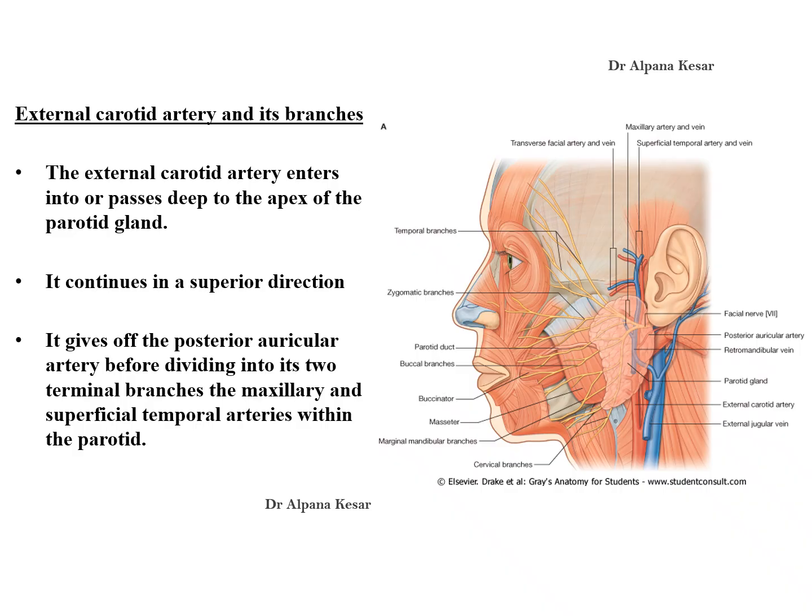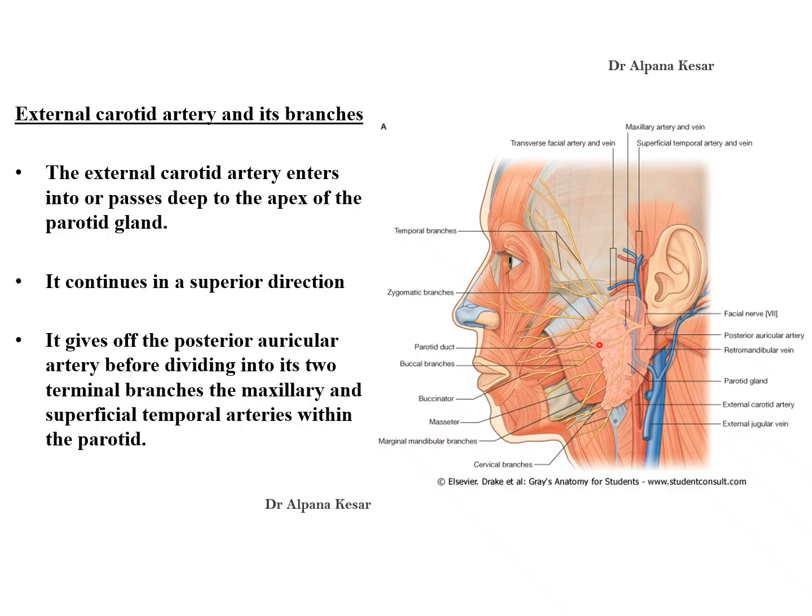The second structure traversing through the parotid gland is the external carotid artery. The external carotid artery enters the parotid gland at its apex. It then continues in the upward direction. It gives three branches within the parotid gland, and they are the posterior auricular, the maxillary, and the superficial temporal. Hence, external carotid artery with its three branches are present in the parotid gland.